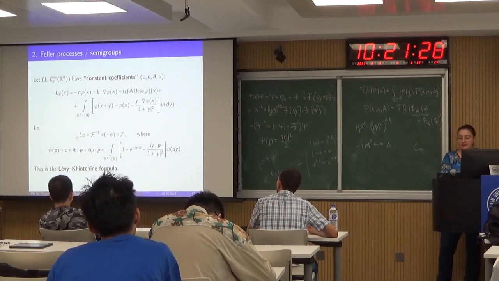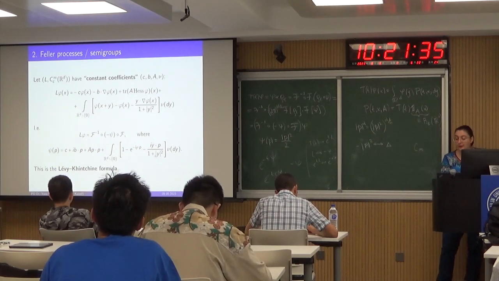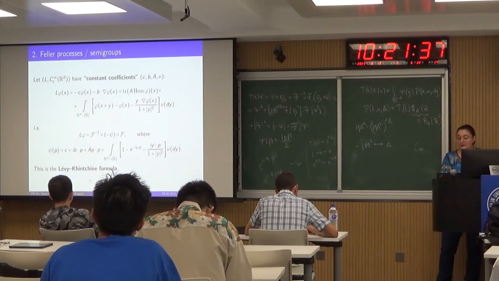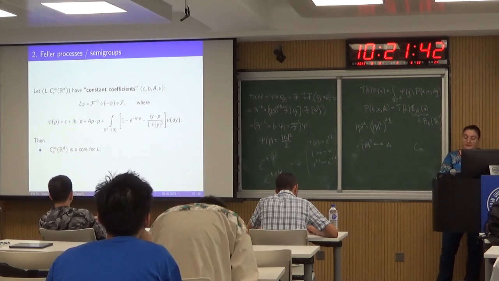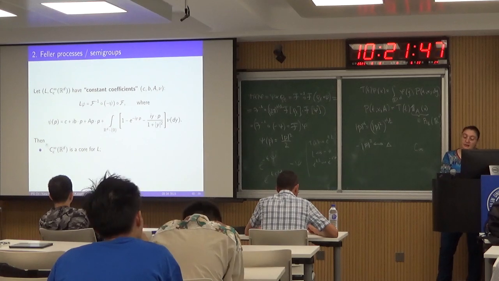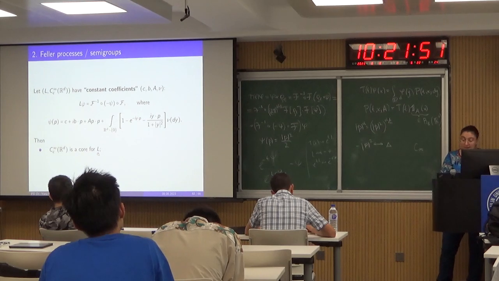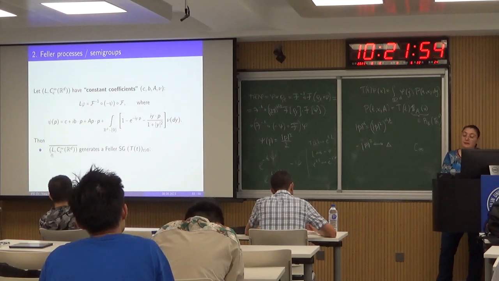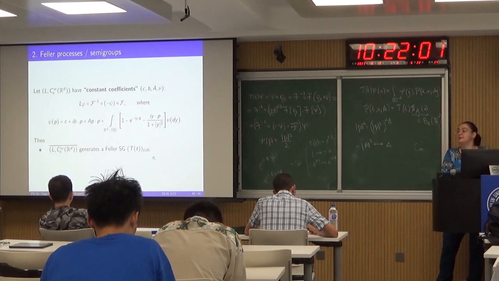That is, my operator is a pseudo-differential operator with a symbol minus psi, where psi has this form, so no dependence on x. And this is the Levy-Khintchine formula, so a classical formula. In this case of constant coefficients, it is known that the test functions are actually a core for my operator L. It is known that the closure of the operator L defined on test functions does generate a Feller semigroup. So the answer is yes.